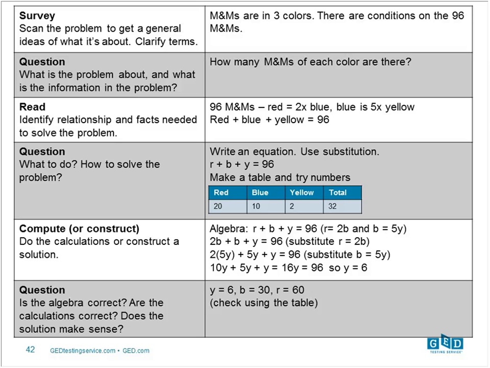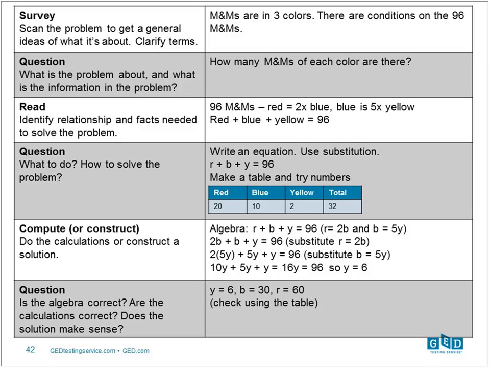First of all, we know, because we've surveyed the problem, we've got a certain problem that we're going to be looking at. We know we have 3 colors, and we know there are conditions that are placed on those 96 M&Ms. So it's not just like we can go and say, oh, 3 into 96, and boom, boom, boom, we're done. It's different than that. So what is the question really wanting us to do? Well, it wants us to say how many of each color is actually there.